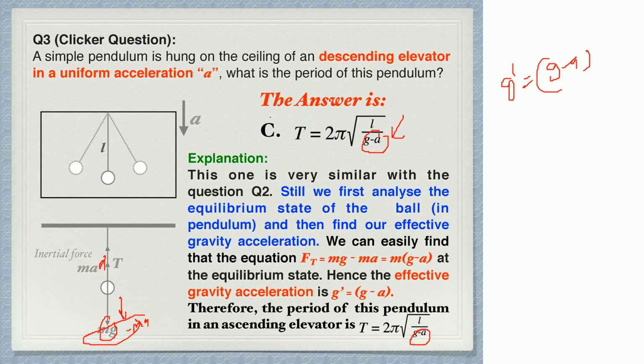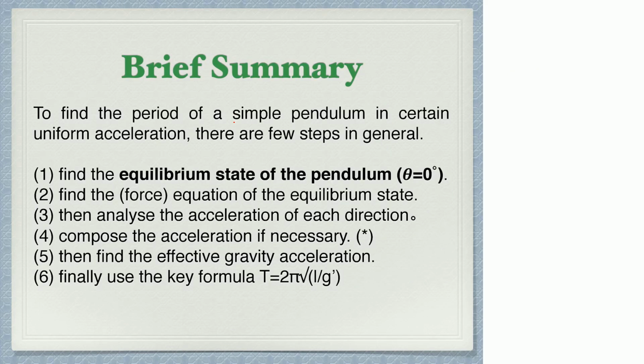So what we saw is, to find the period of a simple pendulum in a certain uniform acceleration, there are a few steps. First of all, find the equilibrium state of the pendulum, that is when theta equals 0. We find the force equilibrium, the equation of the equilibrium state. Then we analyze the acceleration in each direction. We compose the acceleration if necessary. Then find the effective gravity acceleration like g plus a or g minus a.